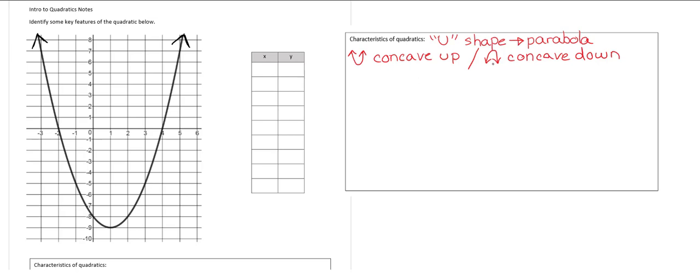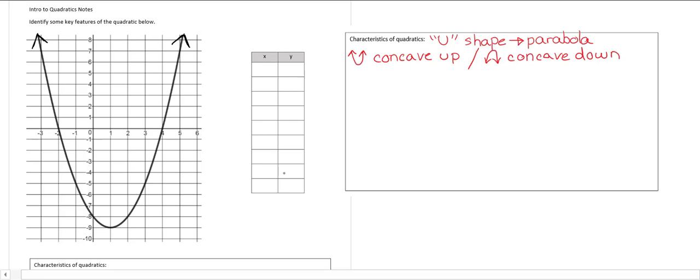So we want to make sure we have some vocab here that is universal, that when we talk about parabolas, we all know what part of the graph we're talking about when we refer to the graph. So again, the parabola is the shape of the graph, and we talk about the graph either being concave up or concave down. So what I want to do now is I want to look at some of these points that are on our graph that we can see.